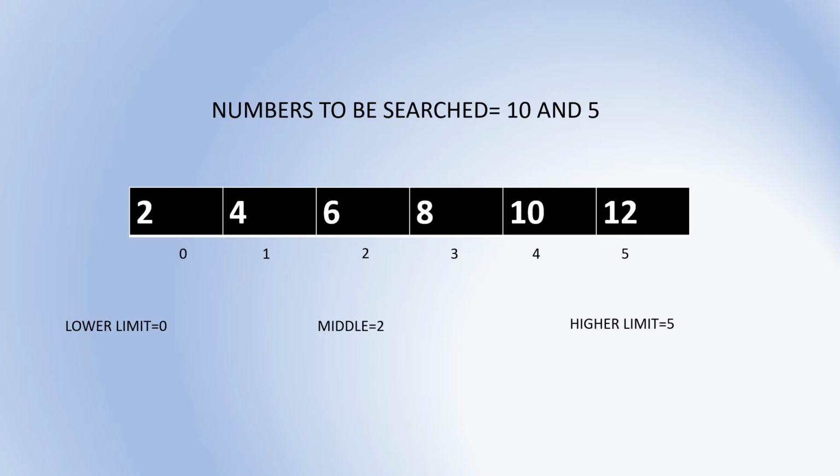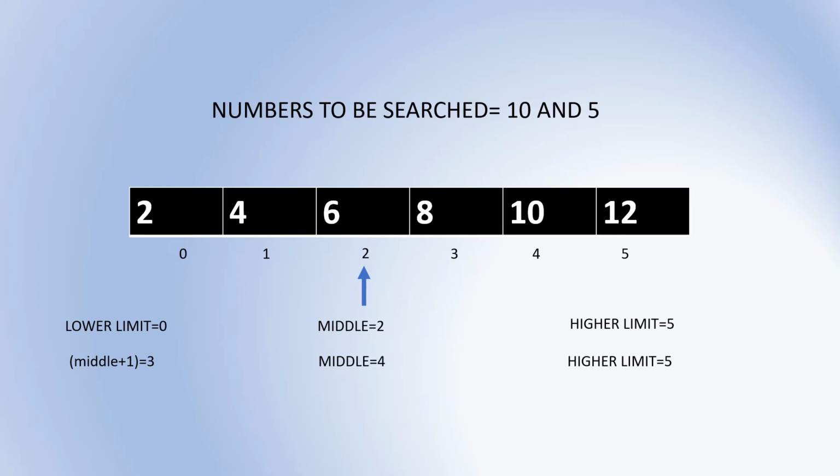In the first iteration, it would check whether the value at the middle position of the array is equal to 10. Right now, it doesn't. The value at the middle position is 6. That means the number we are searching, which is 10 here, will not be found between the lower limit and middle. So, we need to change the values of our variables.